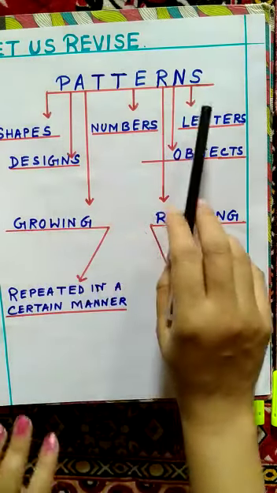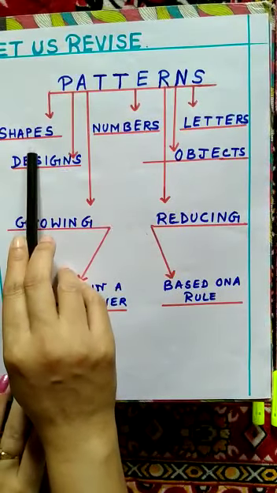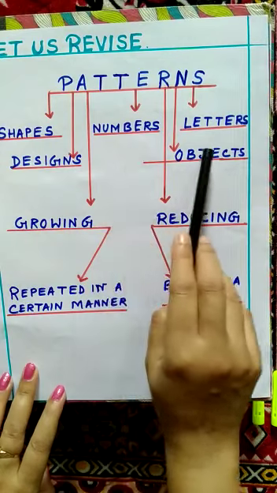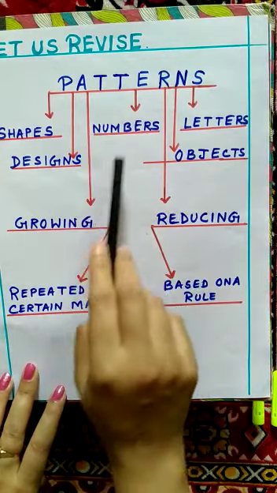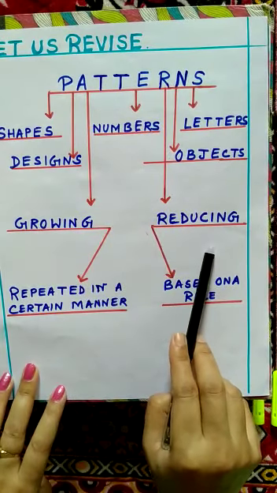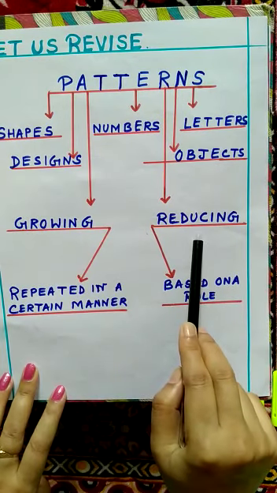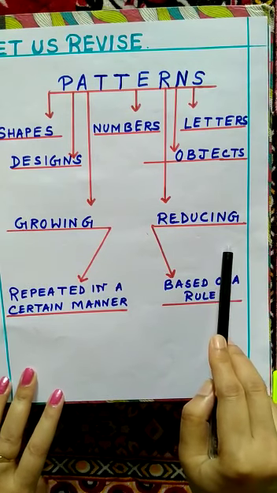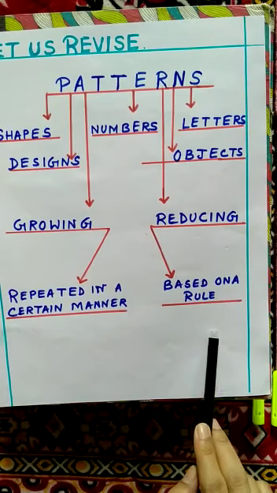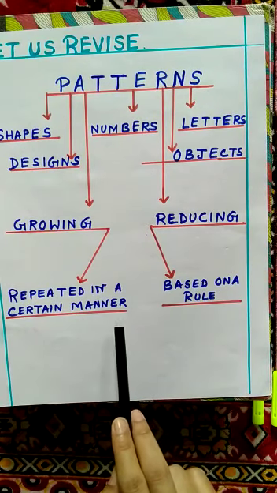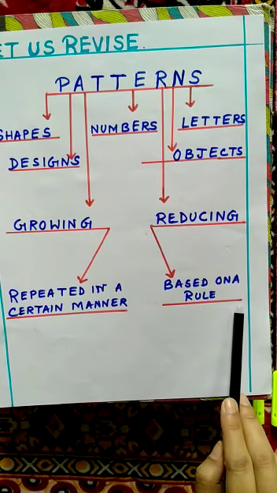Now let us revise. Patterns. We had the set of patterns of shapes, numbers, letters, designs and objects. Patterns are basically of two types. One is growing pattern or increasing pattern. Another is reducing pattern or decreasing pattern. Both these types of patterns can be done in two ways. One is repeated in a certain manner. Next is based on a rule.